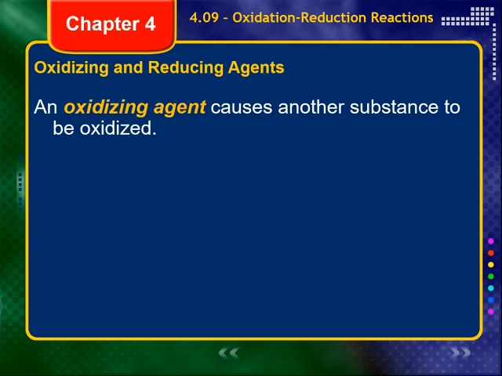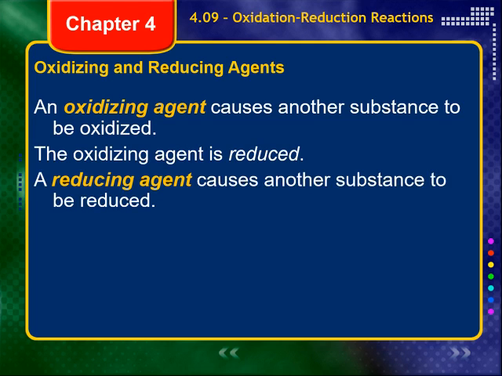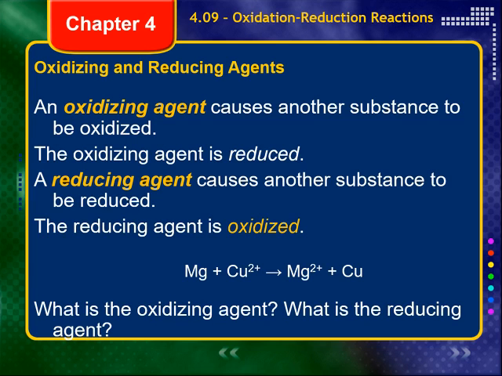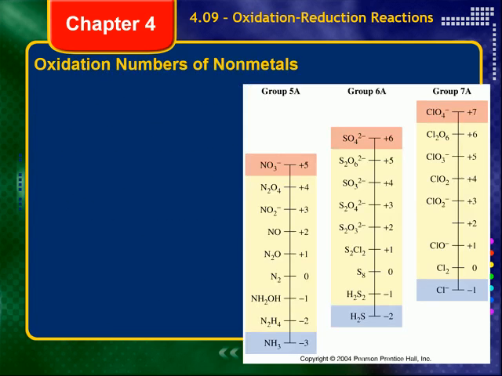So, an oxidizing agent causes another substance to be oxidized. It's the agent that does the oxidizing. It causes something to be oxidized. The oxidizing agent itself is reduced. A reducing agent causes another substance to be reduced, but the reducing agent itself is oxidized. In the example that we've already looked at, magnesium plus copper 2, what is the oxidizing agent? What is the reducing agent? Go back to your definitions of what it means to be oxidized, what it means to be reduced.